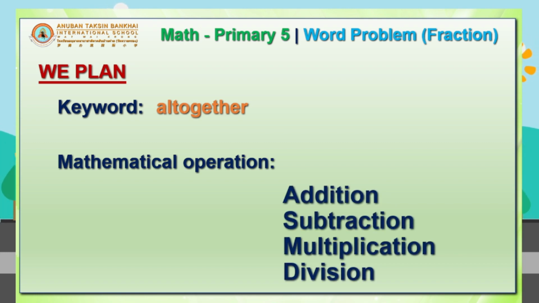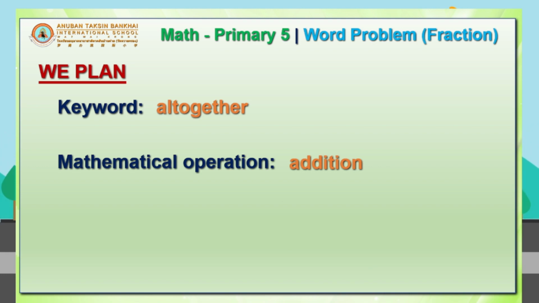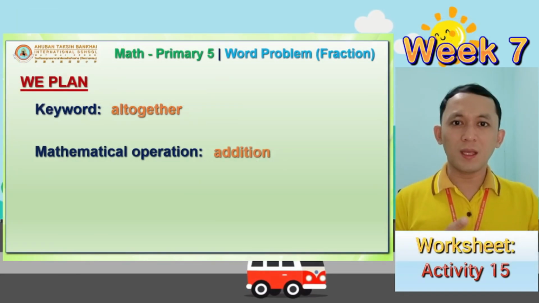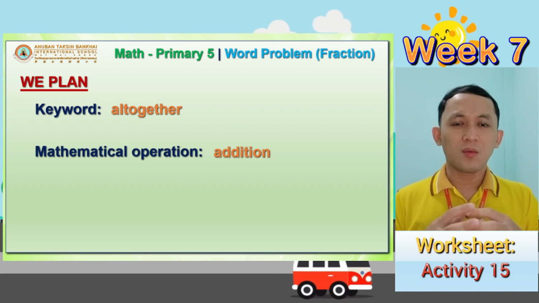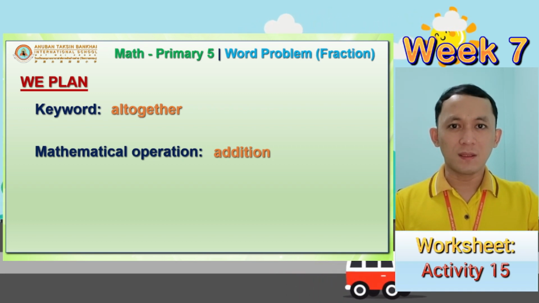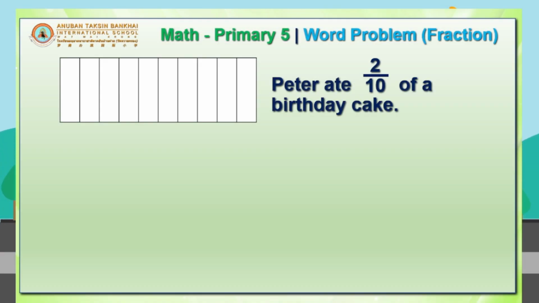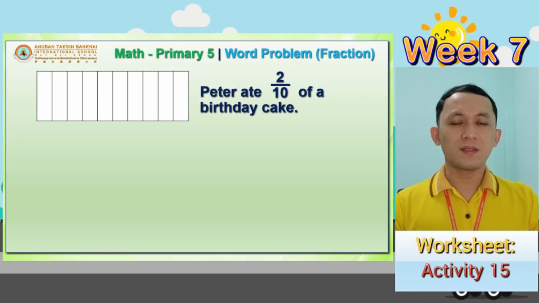So let's just keep multiplication and division aside first. Let's have first addition and subtraction. So we are going to use addition for this problem. Okay, so again, our keyword is altogether, meaning to combine, and therefore we are going to add. We're going to use addition as our operation. Okay, now let's have a quick representation of our information that we've gathered just a while ago.